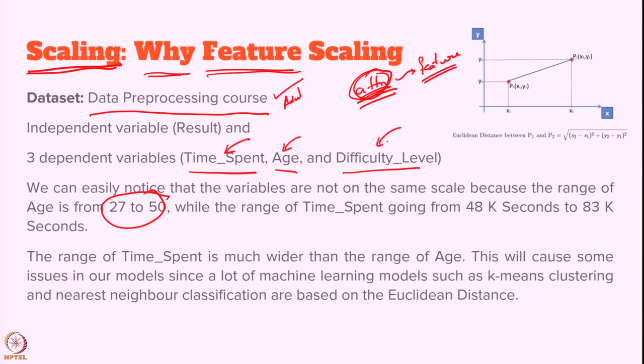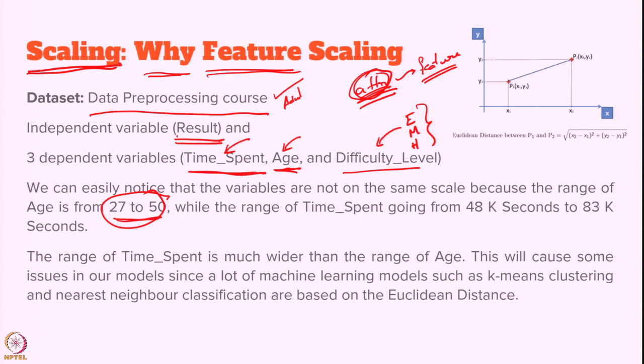All the course lectures are converted into some difficulty level like easy, medium and hard, or easy, intermediate and expert. Some three class levels are there. Now, from this you have to see what the result is. So, is there any correlation among the result or not? If you want to check that, you cannot apply the method directly. Why? Because age ranges between 27 to 50.